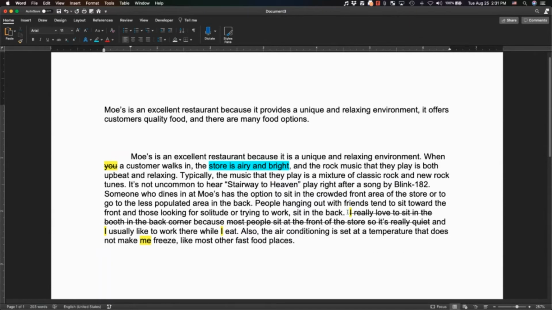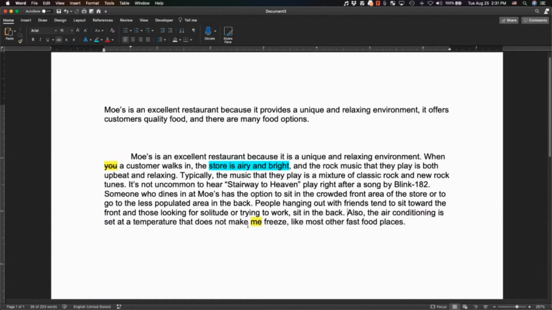All right, so we've now checked off all of our boxes here. So I'm going to get rid of this sentence. And then we have also the air conditioning is set at a temperature that does not make me freeze like most other fast food places. Okay, I'm sitting here and I'm wondering, okay, let's see, store's airy and bright.